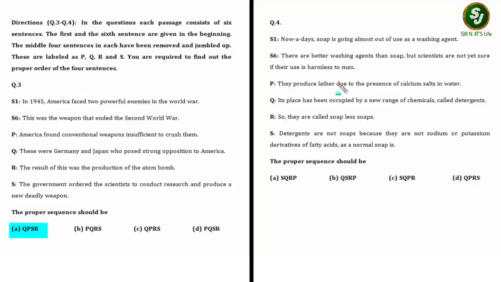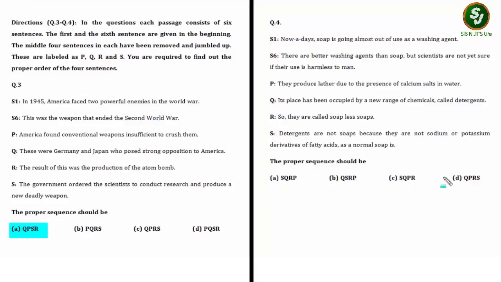So let's check whether we have any options starting with P. No. So we have to read the next sentence. Q is telling us that its place has been occupied by a new range of chemicals called detergents. Yes, this is the perfect sentence which will come second, because after soap is going out, another one is taking its place, and that is detergents. So Q is the second statement.